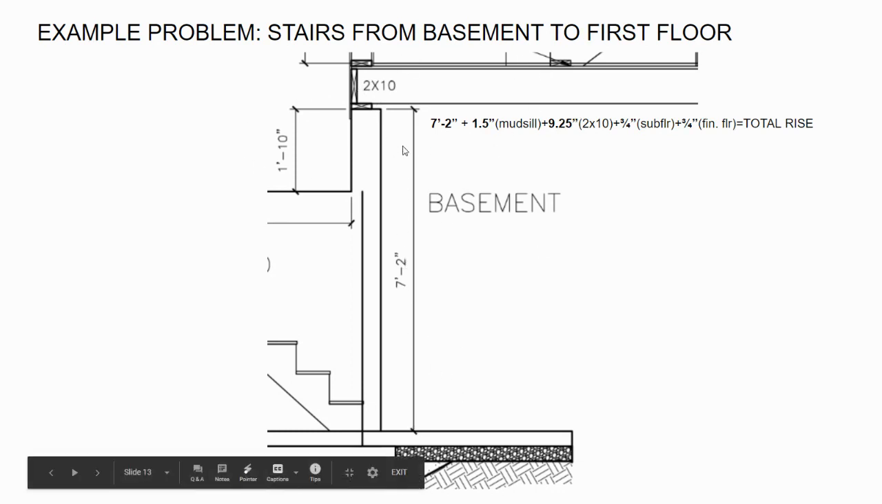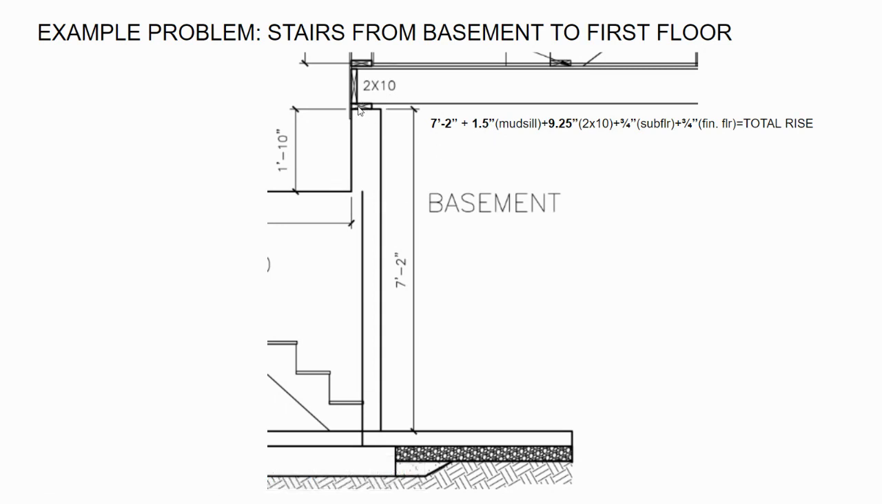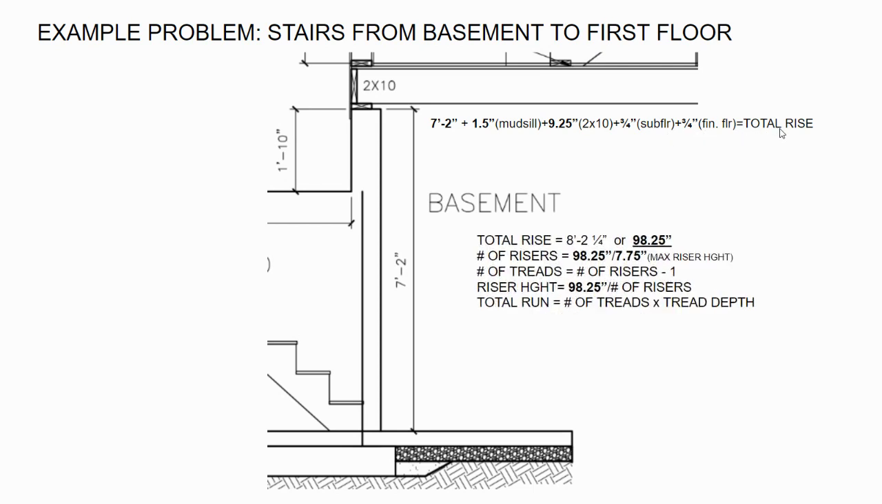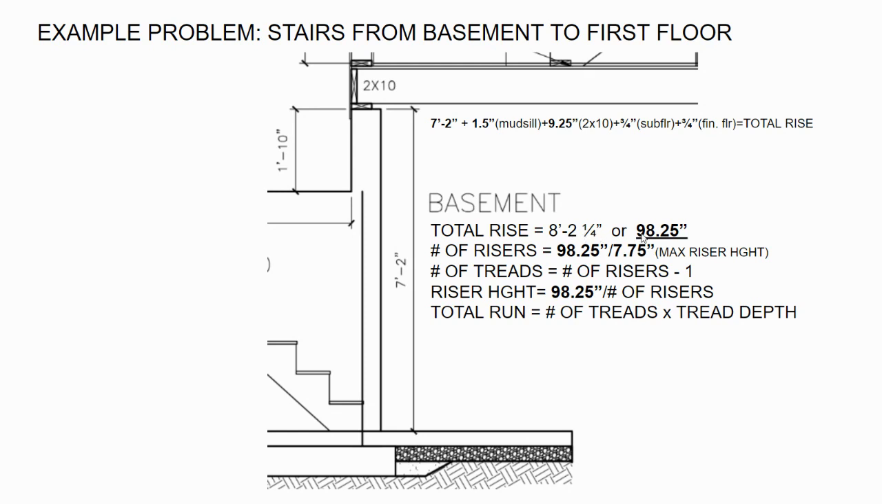I've got 7 feet 2 inches to the top of the concrete wall, plus a 1.5 inch mud sill, plus 9 1/4 floor joists. And then I know that this subfloor and finished floor are both 3/4 inch thick. So my total rise ends up being 8 feet 2 1/4 or 98.25 inches.